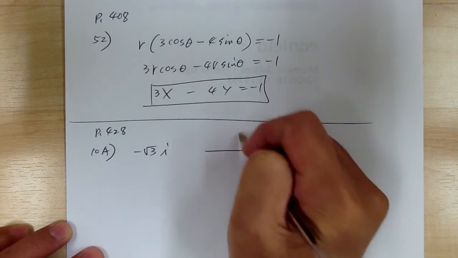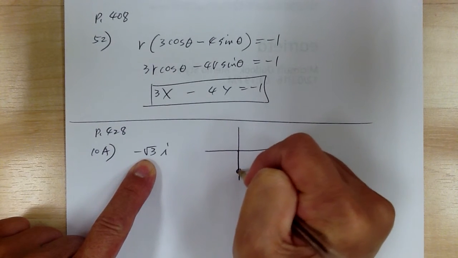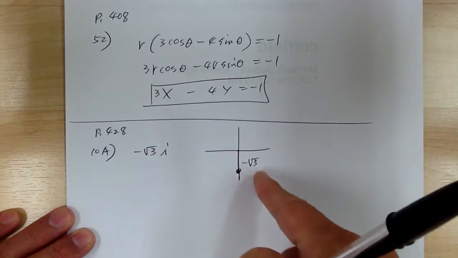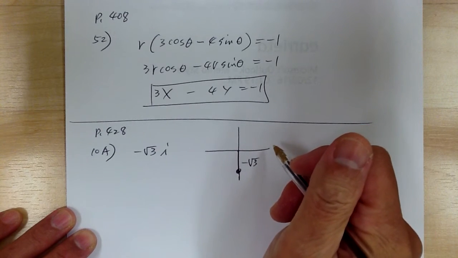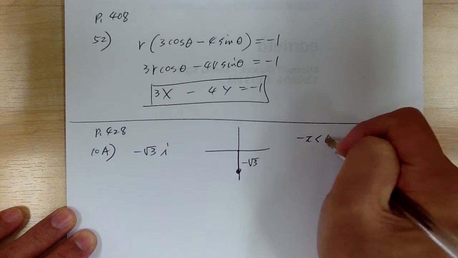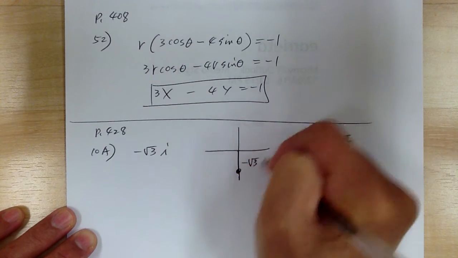So what you want to do is sketch it out. Negative square root of 3i is right over here. By looking at this picture, you have to use the polar form. For the angle, again, you have to watch the boundary. The boundary is negative pi and pi, so you cannot go this way to get 3 pi over 2. You have to go this way.